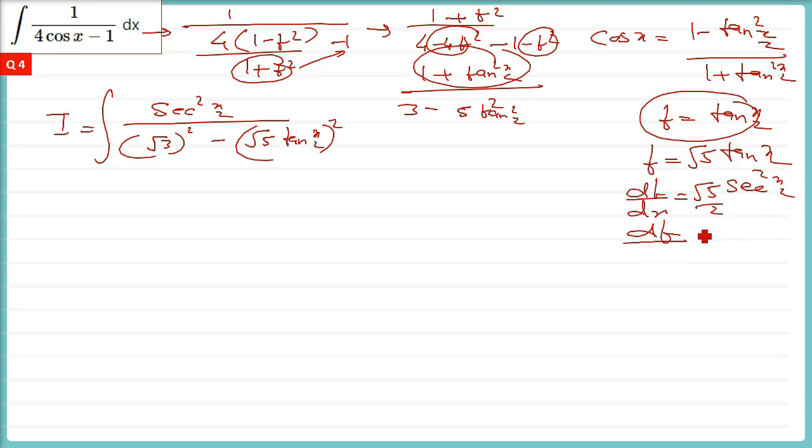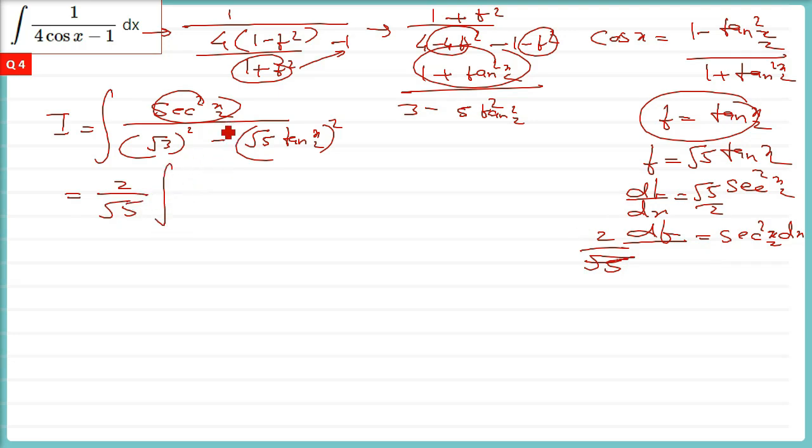So this will be root 5 by 2. Now 2 by root 5 will come on the left, 2 by root 5 here. And dt this one. And sec square x by 2 dx will come here, sec square x by 2 and dx. So the numerator, what was that? Sec square x by 2 dx. It will be 2 by root 5 dt.